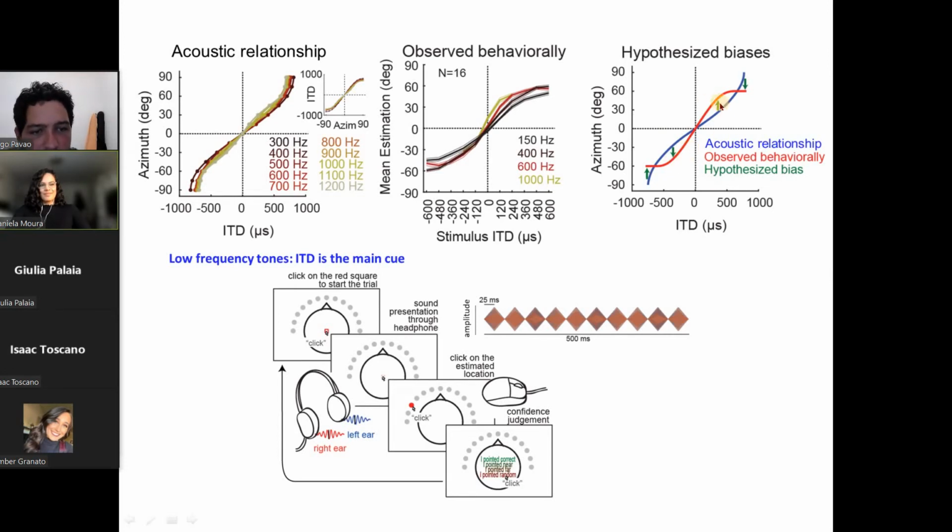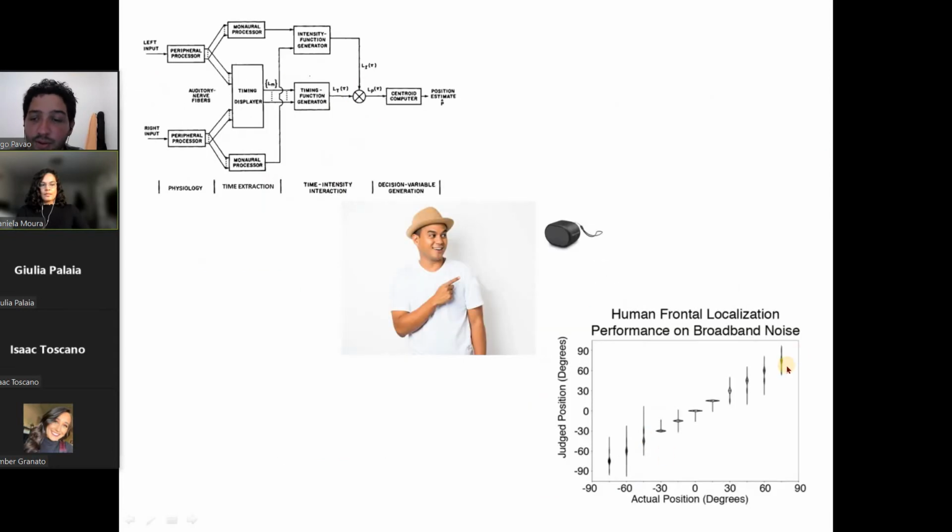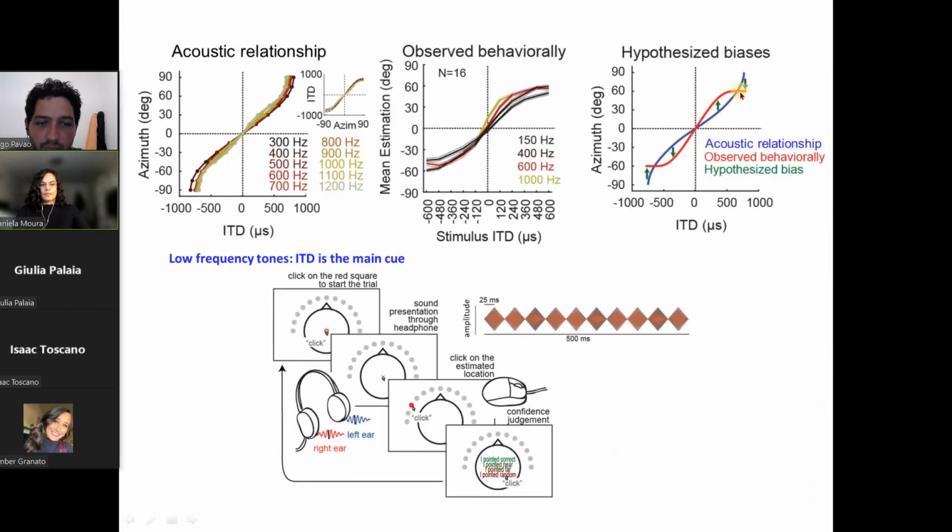The biases from the acoustic relationship are the blue, and how we behave is the red. There are some biases here and there, and we need all these things together with complex cues to be able to do something like that. I think this is really what our perception is. I made this experiment: I put sounds in the earphones and asked people to click where the sound came from. It's just an ITD that I'm giving, just the cue on the earphone, so the sound is not anywhere.